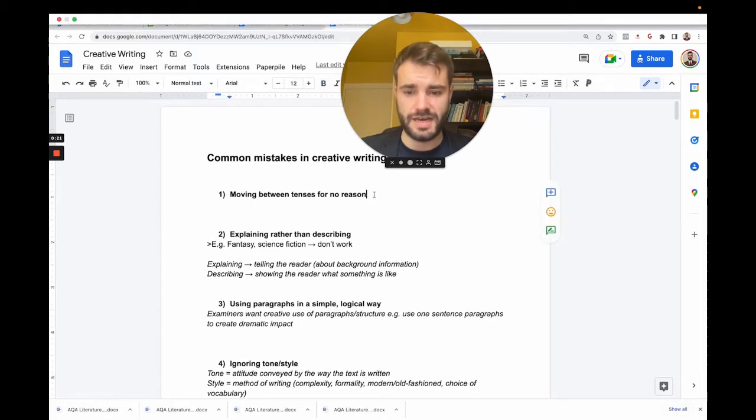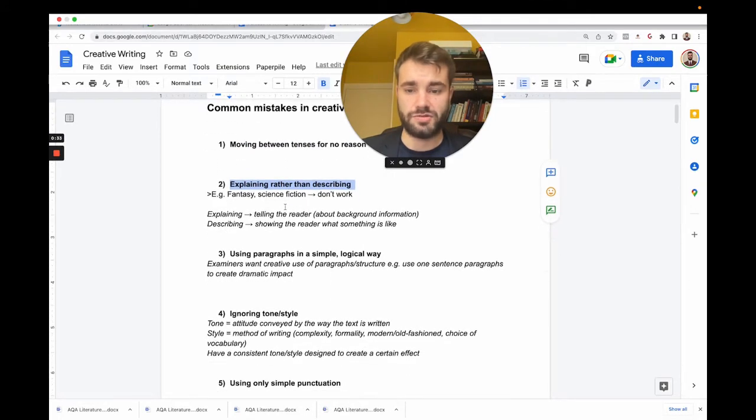Now, the first mistake is moving between tenses for no reason. So students might just randomly go between the present and the past, and of course we want to avoid that. The second mistake is explaining rather than describing. So the marks are not only for the quality of the narrative and the structure that you use, they're also for the description, and that of course means words and language that you use to describe people, places, things that are happening in your story.